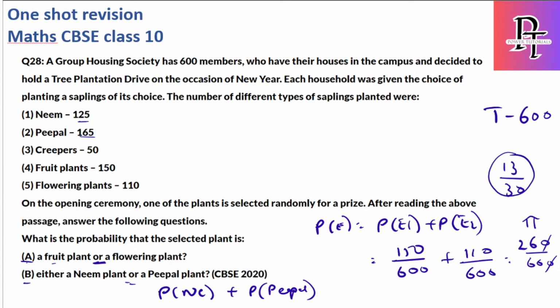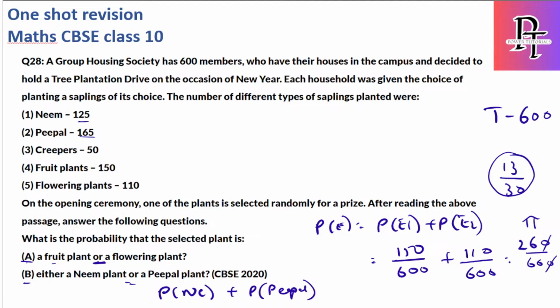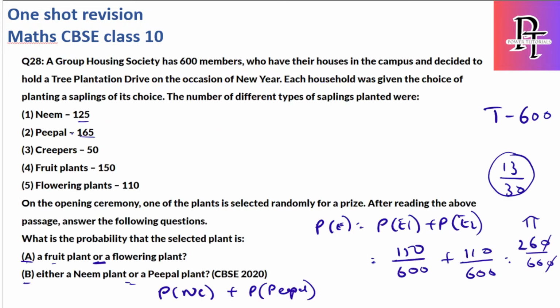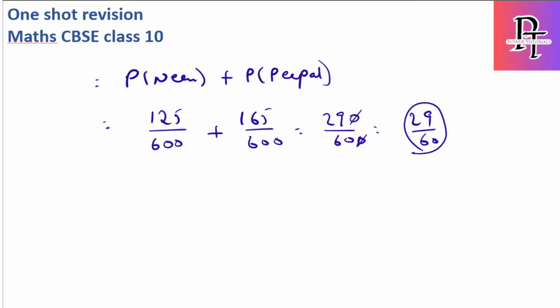Neem is 125, so it is 125 by 600, plus people. People is how many? People is 165. So 165 by 600. If I add these two, I will get 290 by 600. The zeros cancel, so it becomes 29 by 60, which is the final answer.